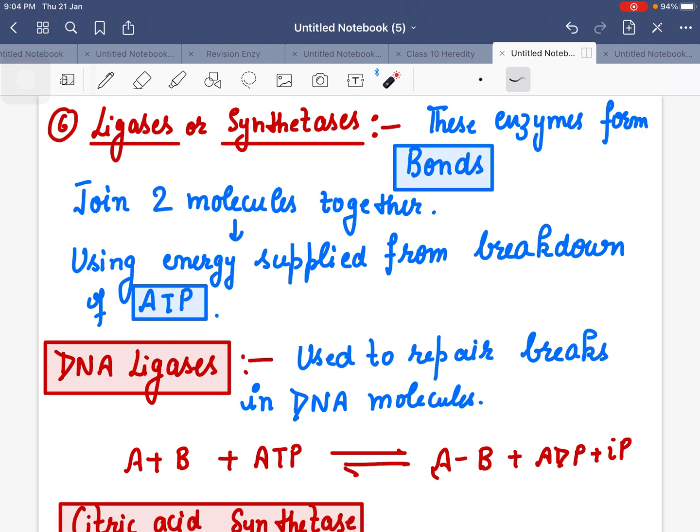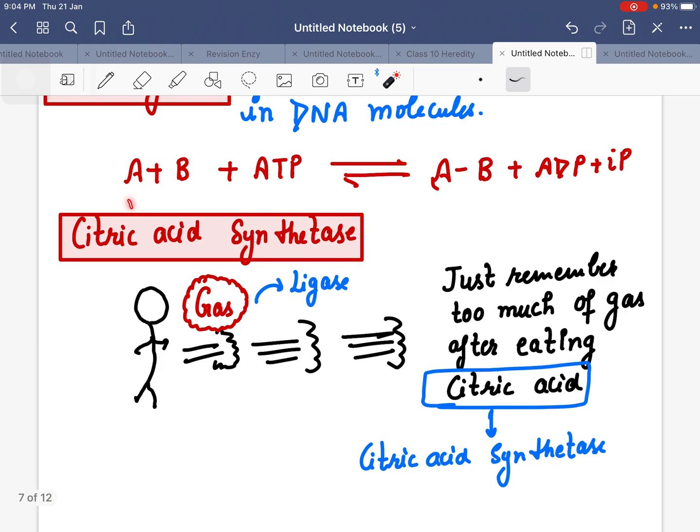You need something to form a bond. So they use energy from the ATP. DNA ligase is the very best example of this category. They are used to repair, they join DNA molecules. Citric acid synthetase, because these ligases are also known as your synthetases. In this category synthetases also come.